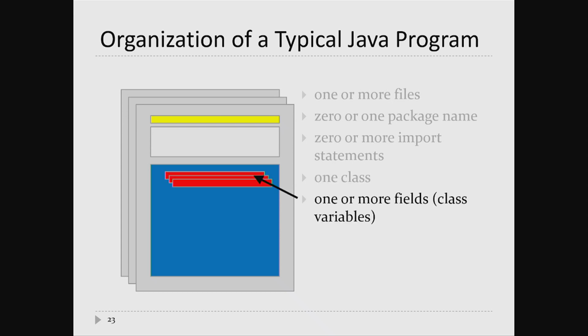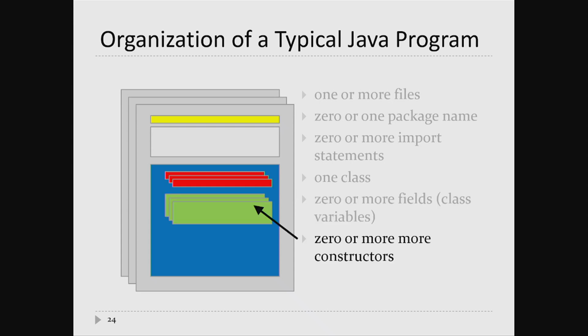Inside that class, there's some information. The information lives in what are called the fields of the class. Why did I say one or more? That can be 0 or more. There doesn't have to be one in there. Usually there's at least one though.